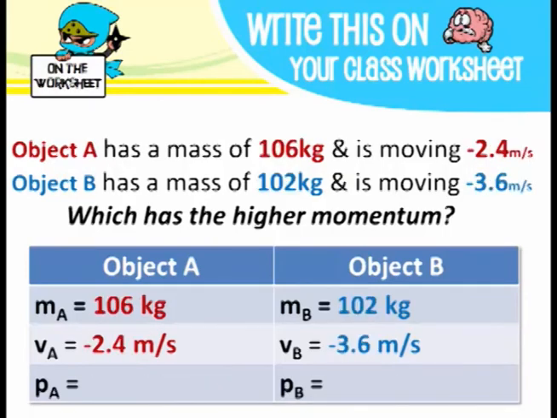Alright, next question. Object A has a mass of 106 kilograms. It is moving at negative 2.4 meters per second. Object B has a mass of 102 kilograms. It is moving at negative 3.6 meters per second. Which one has the higher momentum? Again, we're just multiplying those two numbers. I'll give you guys a few seconds to try it out.